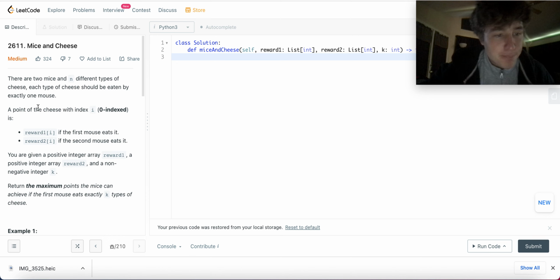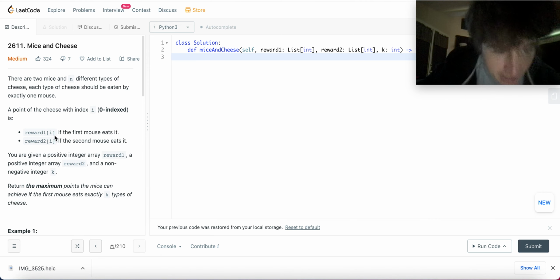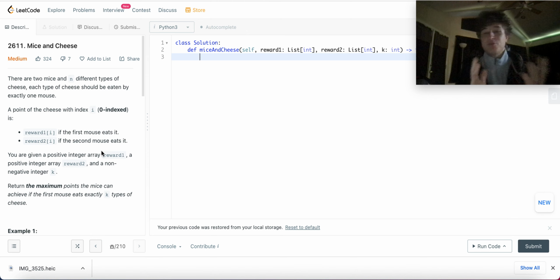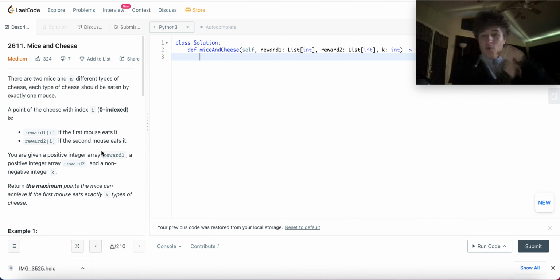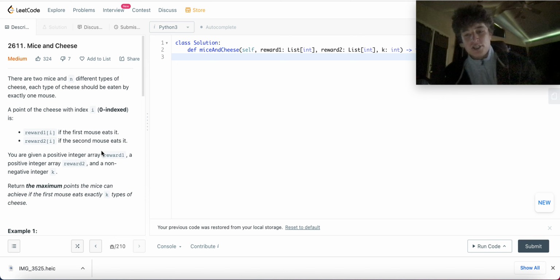Okay? A point of the cheese with index I is reward one I if the first mouse eats it, and reward two I if the second mouse eats it. All right? So there's some sort of reward associated with eating this cheese. So maybe we'll think about the satisfaction of the mice, right? One mouse gets way more satisfaction from eating the first piece of cheese than the other mouse. So there's more reward associated with it.